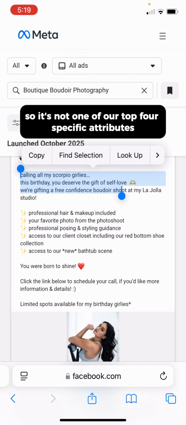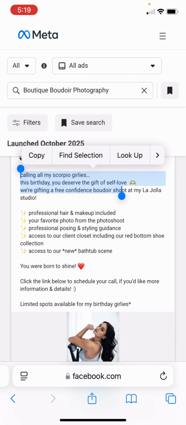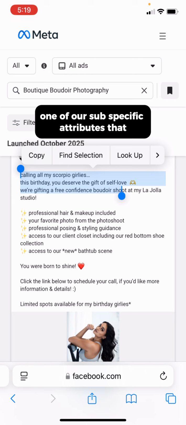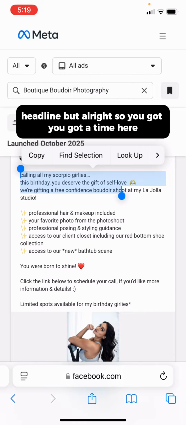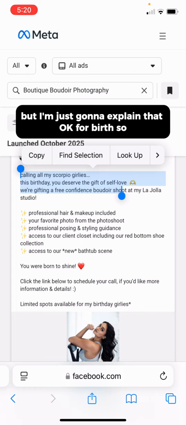So it's not one of our top 4 specific attributes, but if we had extra space, it's kind of like one of our sub-specific attributes. For that reason, I don't really talk about that much. Most of the time it's because we can't fit it in the Seymour headline. But all right, so you've got a time here. I'm not going to count it for anything, but I'm just going to explain that.